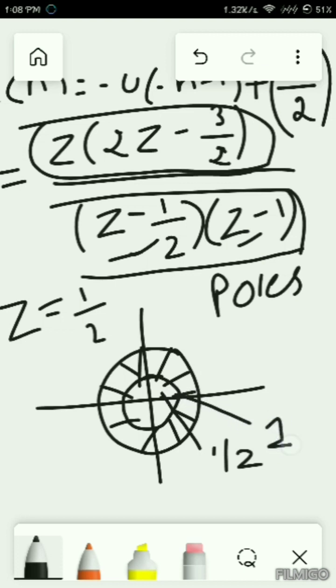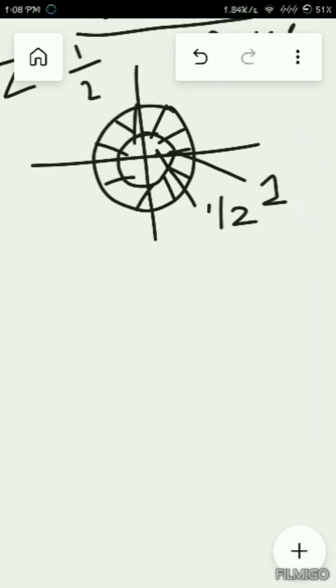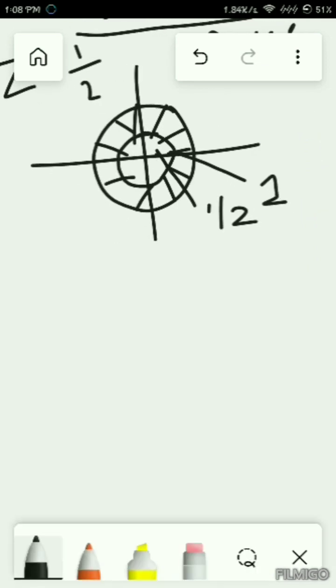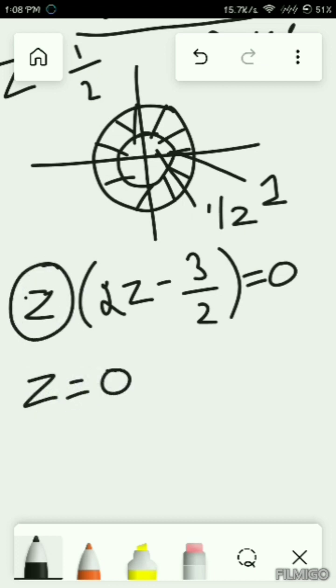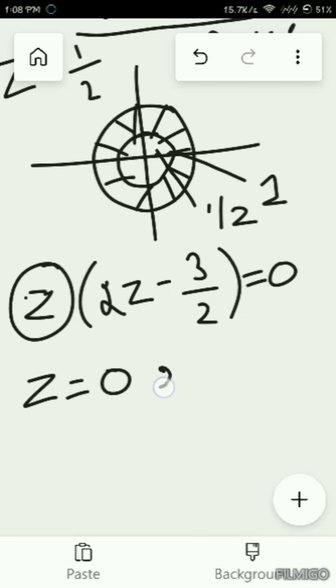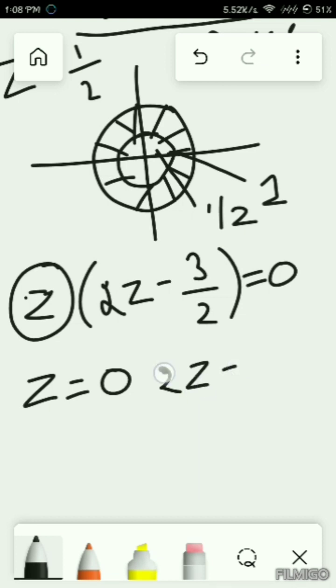Now coming to the zeros. For the zeros, in the upper part you have z into 2z minus 3 by 2 is equal to 0. You got that, right? 2z minus 3 by 2 is equal to 0. So now this z becomes equal to 0, and then 2z minus 3 by 2 is equal to 0.